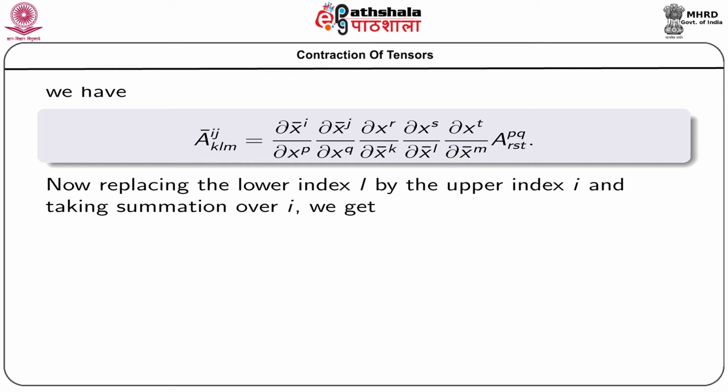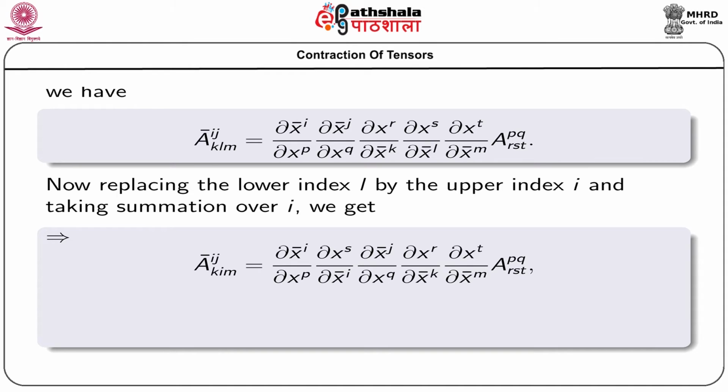Replacing the lower index L by the upper index I, we are contracting I and L and taking summation over I. We get A bar ij k I m, because we have written I equal to L. So in the right hand side expression also we change L to I, that is del x bar I, del x p, del x bar s, del x bar I, del x bar j, del x q, del x r, del x bar k, del x t, del x bar m, A p q r s t, which takes the form this one.